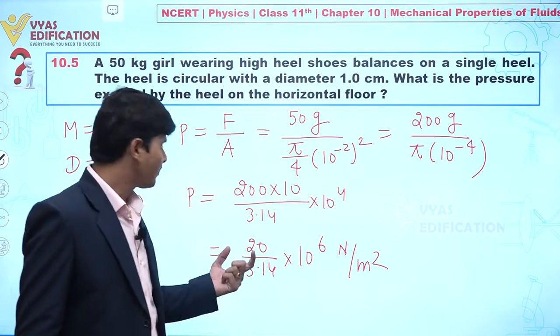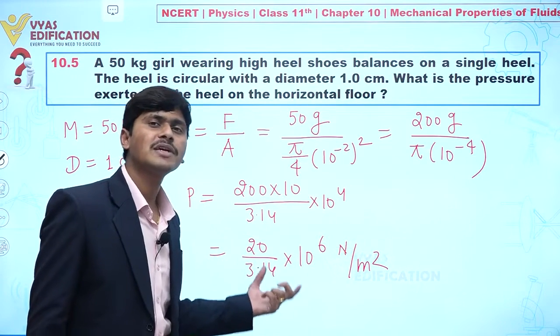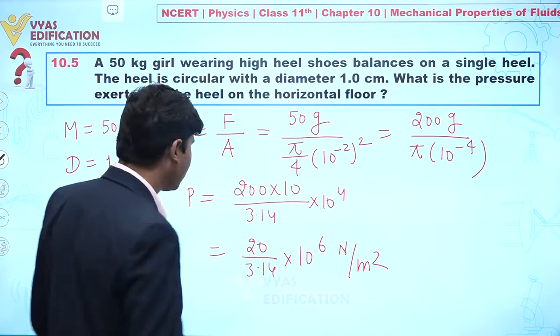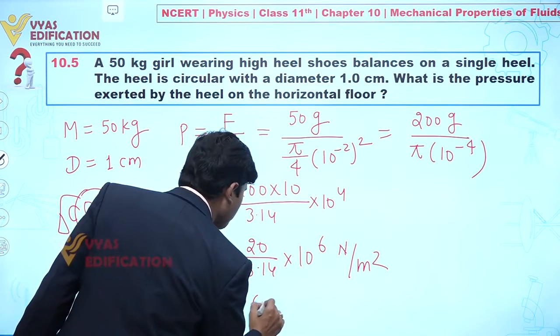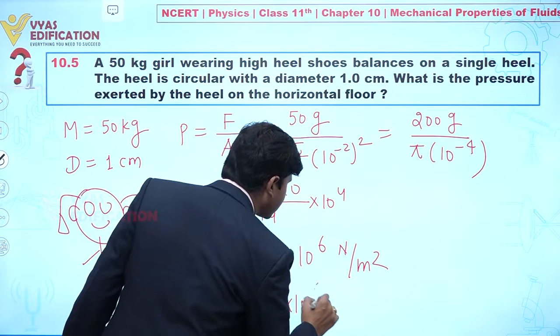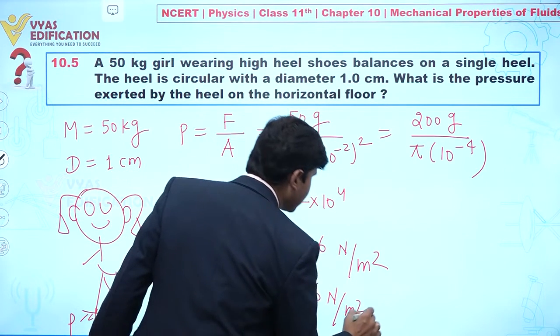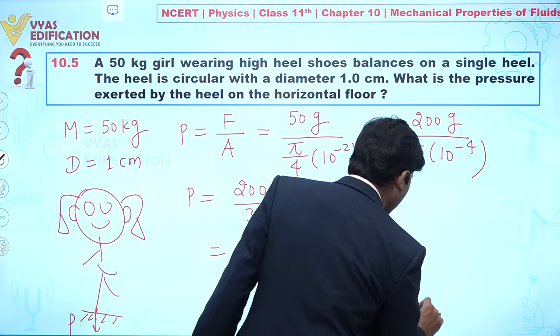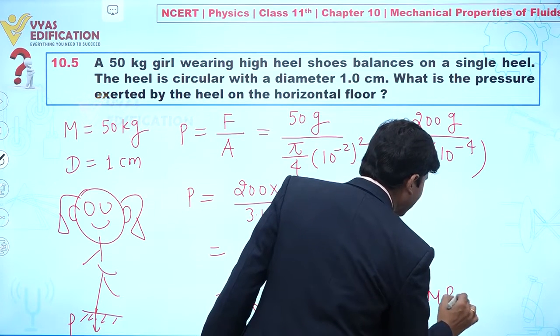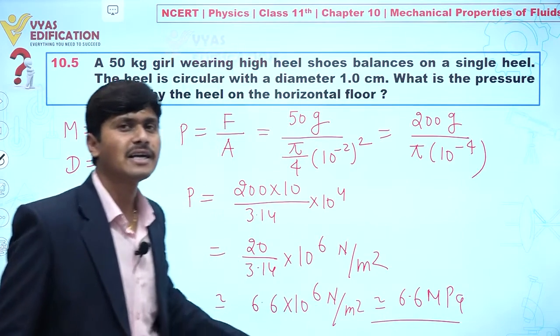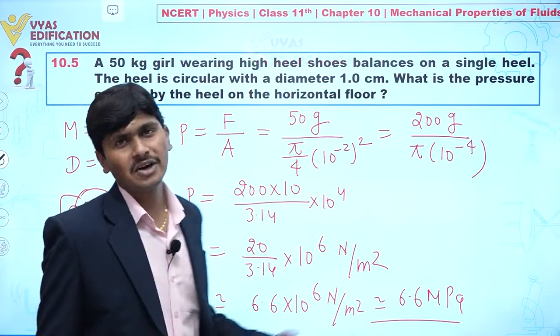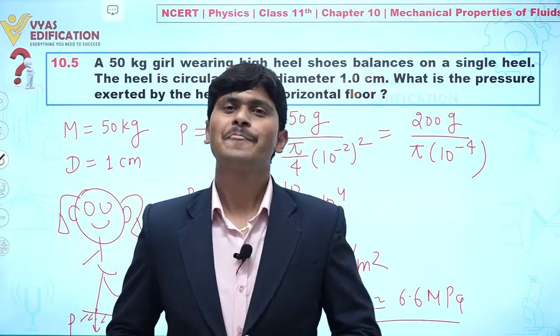So now we know that this is 20 by 3, so approximately we will find 6.66. Clear? And this is 3.14, so let's suppose approximately 6.6. So 6.6 into 10 to the power 6 Newton per meter square, or we can say this is equal to 6.6 megapascal. Clear? So this is the total pressure that is exerted by a girl on horizontal ground. Clear? So this is all about this question.